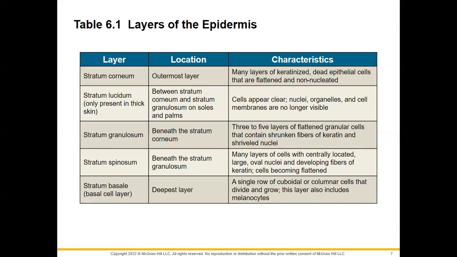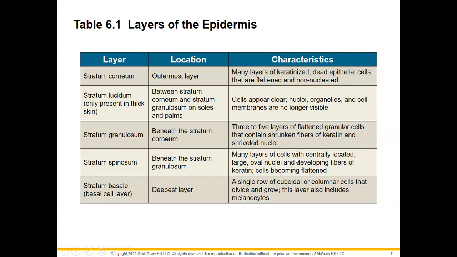Next layer of epidermis, or the next superficial layer, above the stratum basale, or superficial to the stratum basale, is the stratum spinosum. Stratum spinosum. This is many layers of cells, many layers of cells. So stratum basale is only one layer of cells that are going to look cuboidal or columnar. But then superficial to that one layer, you're going to have many layers associated with the stratum spinosum.